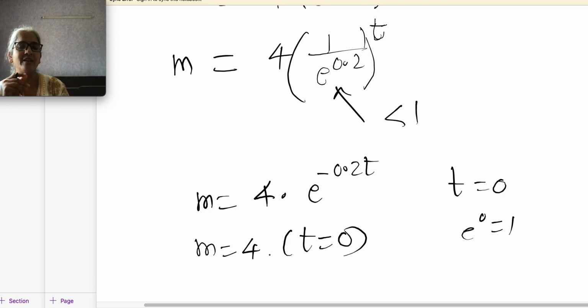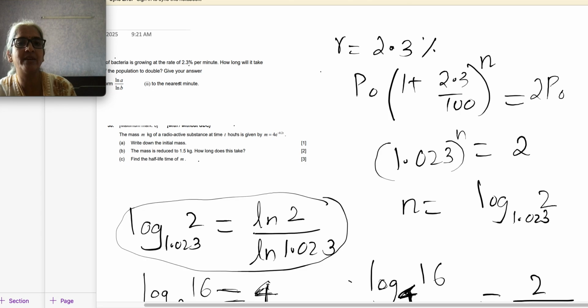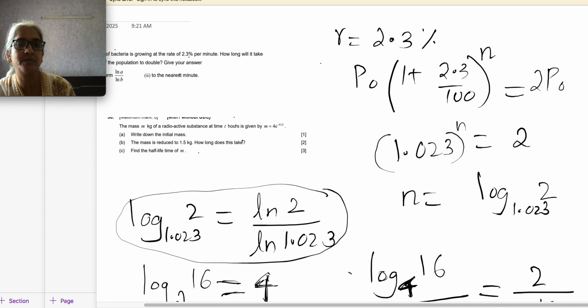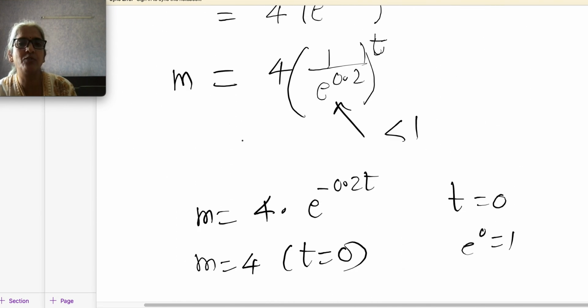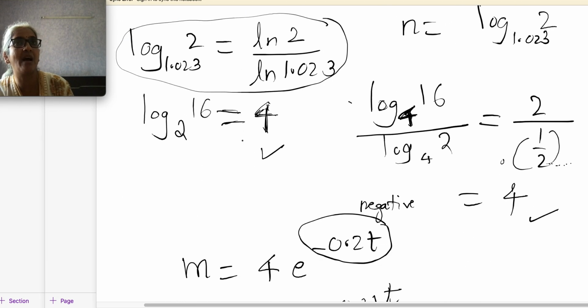So what is the other name that I can give to 4? That means it is the initial mass. So I am starting with a radioactive substance of mass 4, could be in gram, milligram, whatever. And then it is following a decay process e raised to minus 0.2 t, where t is, let's see in what unit it is. t is given in hours, okay, and it could be anything. So the first question that is asking is what is the initial mass, when will the mass reduce to 1.5 kg, and what is the half time.